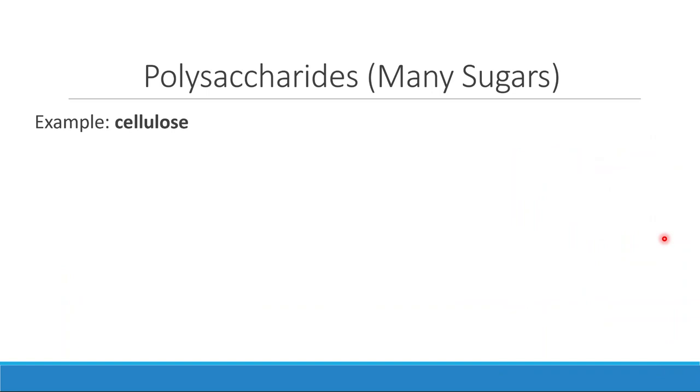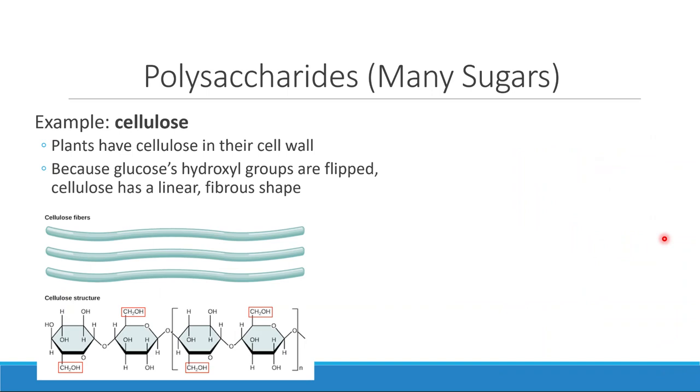Our next polysaccharide is also made by plants. This polysaccharide is called cellulose. Cellulose is something that we find in the cell wall of plants, giving them their boxy shape, if you will. Cellulose has glucose molecules that are alternating their direction.